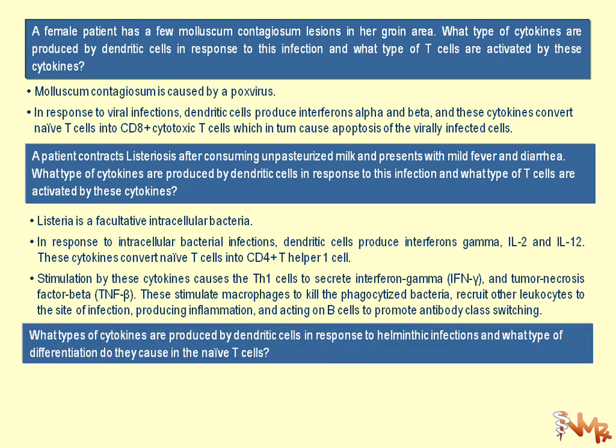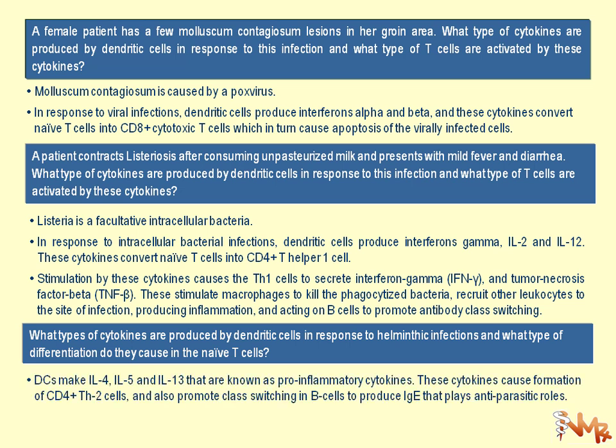So what type of cytokines are produced by dendritic cells in response to helminthic infections? And what type of differentiation do they cause in the naive T cells? Dendritic cells make interleukin 4, 5, and 13. These cytokines cause formation of CD4 positive Th2 cells and also promote class switching in B cells to produce IgE. And IgE plays an important anti-parasitic role, as we're going to see a little down the road.